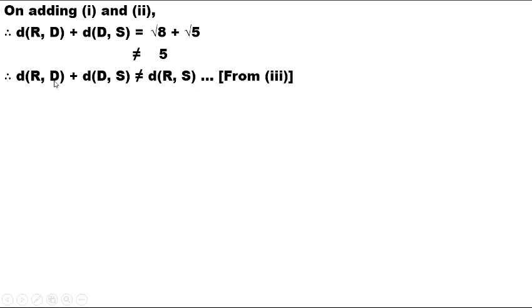On adding first and second, we get distance between the R and D and distance between the D and S is equal to under root of 8 plus under root of 5, which is not equal to 5. So distance between the R and D plus distance between the D and S is not equal to distance between the R and S. So points R, D and S are not collinear.